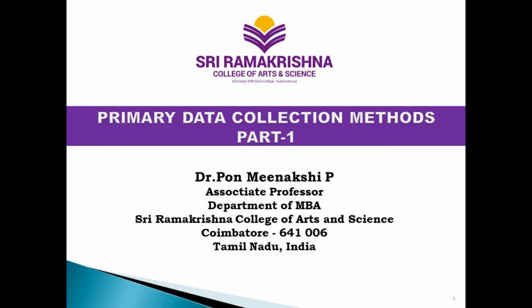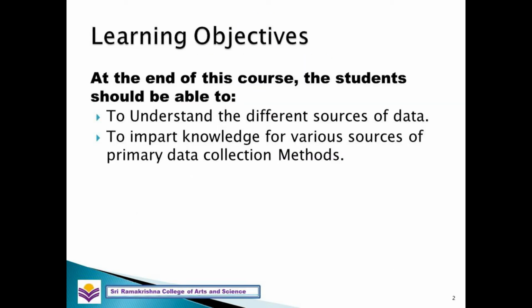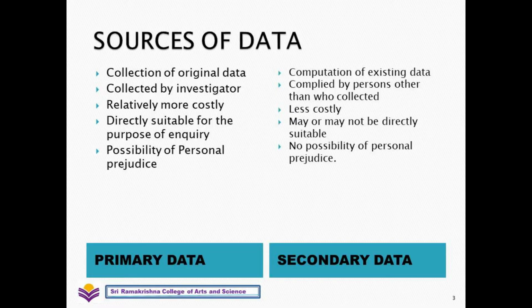It has two parts. Let's see part 1. The learning objectives: the student should be able to understand different sources of data, to impart knowledge of various sources of primary data collection methods. Before we go to data collection methods, we should understand the difference between primary data and secondary data.